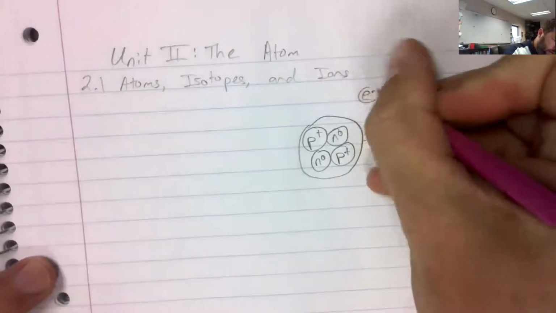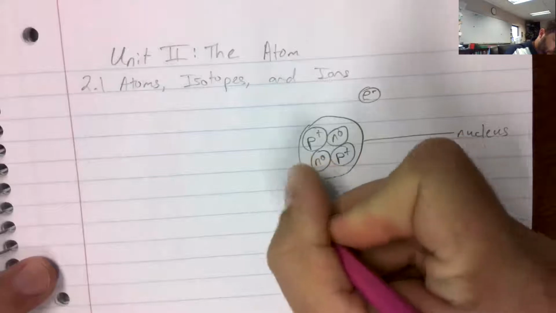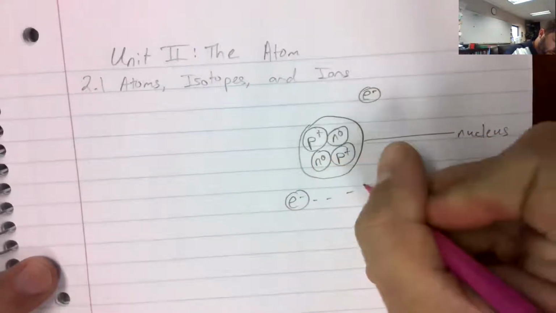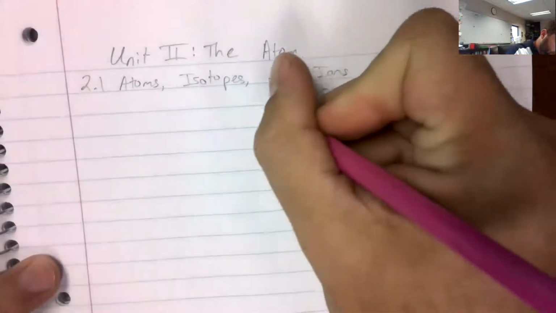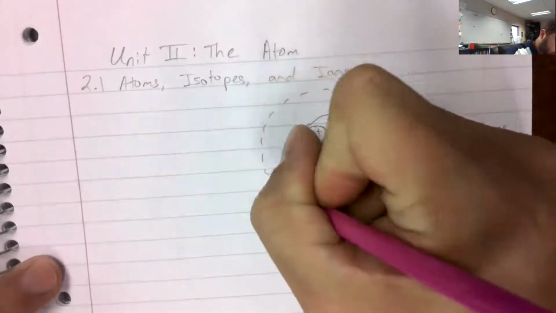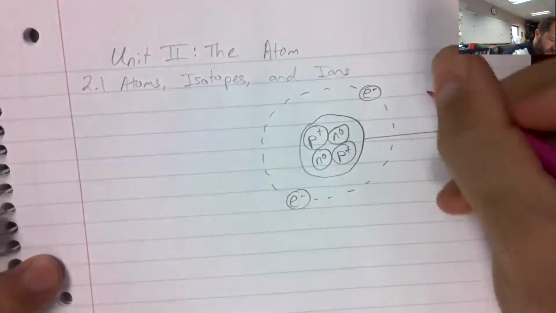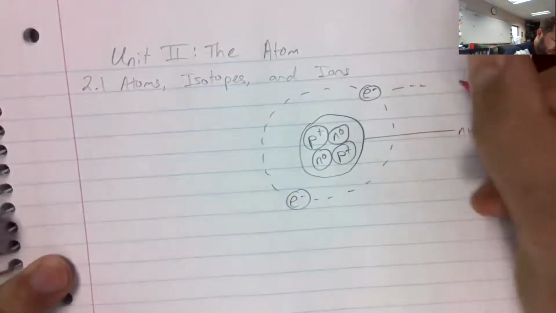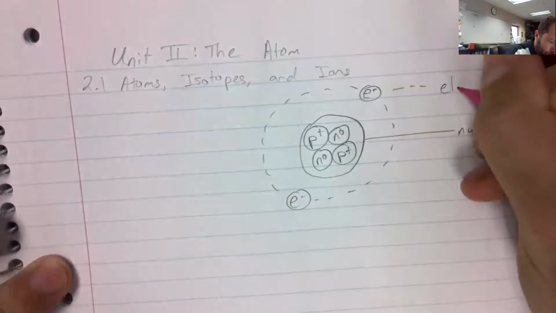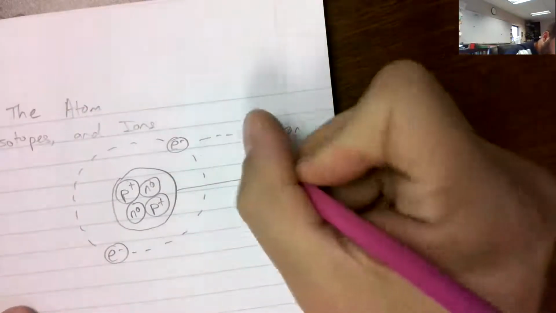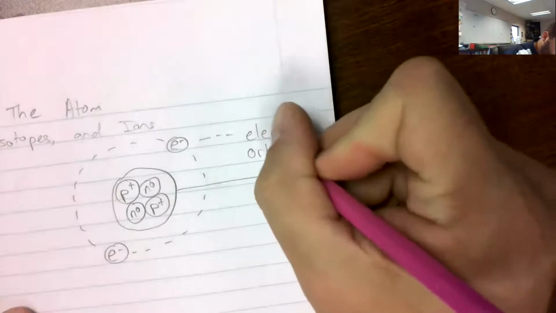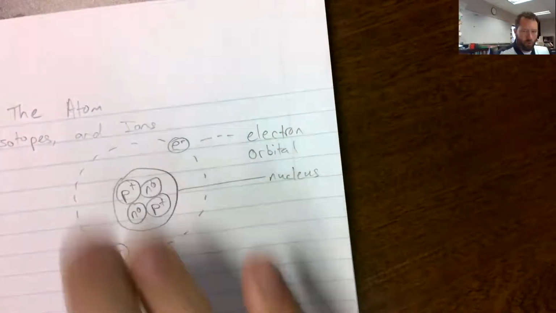Around the outside, then, we're going to have a couple of electrons, and they're kind of flying around in a circle. Not really. We'll discuss that later, but for right now, we're just going to call it a circle. And this is an electron orbital. So our rough picture of what an atom looks like here.